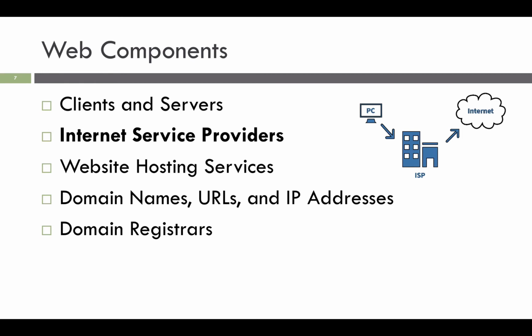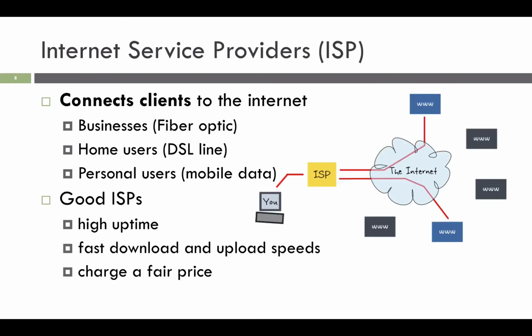Internet service providers, or ISPs, play a critical role in accessing web data. The job of an ISP is to connect clients to the Internet. There are different types and classes of ISPs. Some ISPs provide Internet access to large businesses and others provide access to home users. Your mobile network provider is an ISP since they provide you with on-demand Internet access to your smartphone. ISPs should be reliable and have high uptime, meaning they always allow a connection to the Internet. ISPs should offer fast download and upload speeds. Finally, ISPs should charge a fair price for their service.